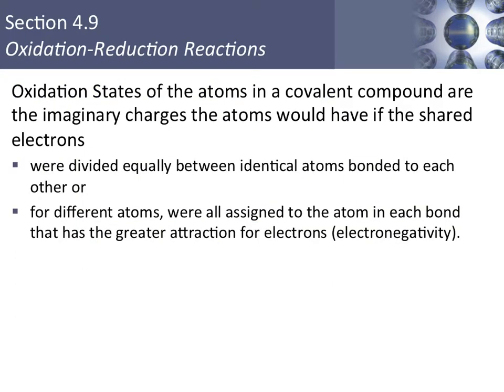To help us keep track of electrons, we assign oxidation states to the atoms in a covalent compound. These are imaginary charges that the atoms would have if they shared electrons. And we can think about two different situations. Identical atoms that are bonded to each other: in this case, the electrons would be divided equally. And if the atoms were two different atoms that were bonded, we would assign the electrons to the atom that has the higher electronegativity, the greater attraction for electrons.